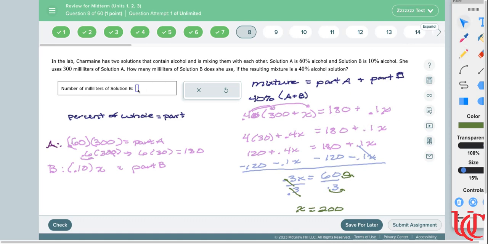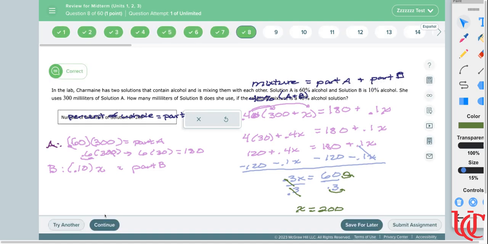It's a little bit of thinking, a little bit of remembering what the definition of a percent means, and then just plugging stuff in once you write what they're asking for, that equation. Okay, and they should have said milliliters, but we're good with that.